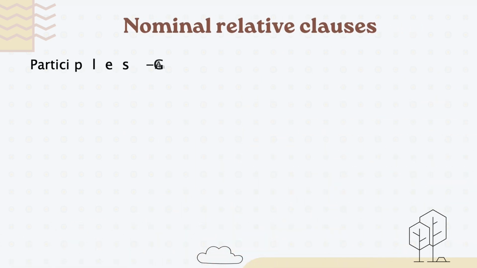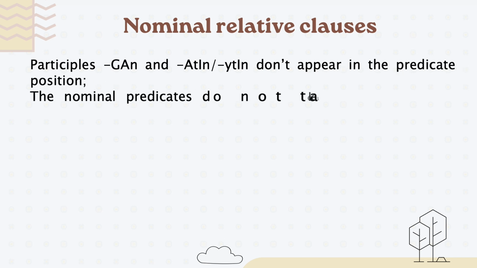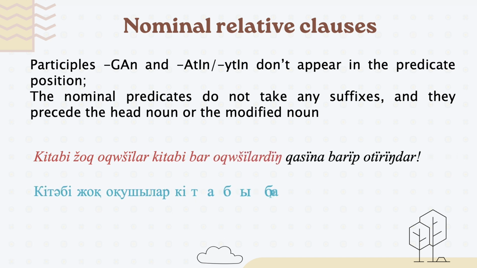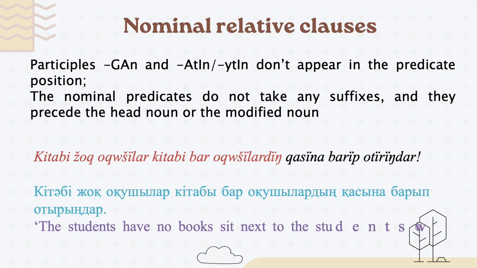As for the structure of the nominal relative clauses, the participles -ған or -атын do not appear in the predicate position. On the other hand, the nominal predicates do not take any suffixes, and they precede the head noun or modified noun. Example, кітабы жоқ оқушылар, кітабы бар оқушылардың қасына барып отырыңдар. The students who do not have books sit next to the students who have books. In this sentence, the relative clause is кітабы жоқ оқушылар, the students who do not have books, and its predicate is жоқ, there is no, and it is in the bare form. Similarly, the predicate of the second relative clause, кітабы бар оқушылардың, the students who have books, is бар, there is. Structurally, the nominal relative clauses are simpler than the verbal ones.